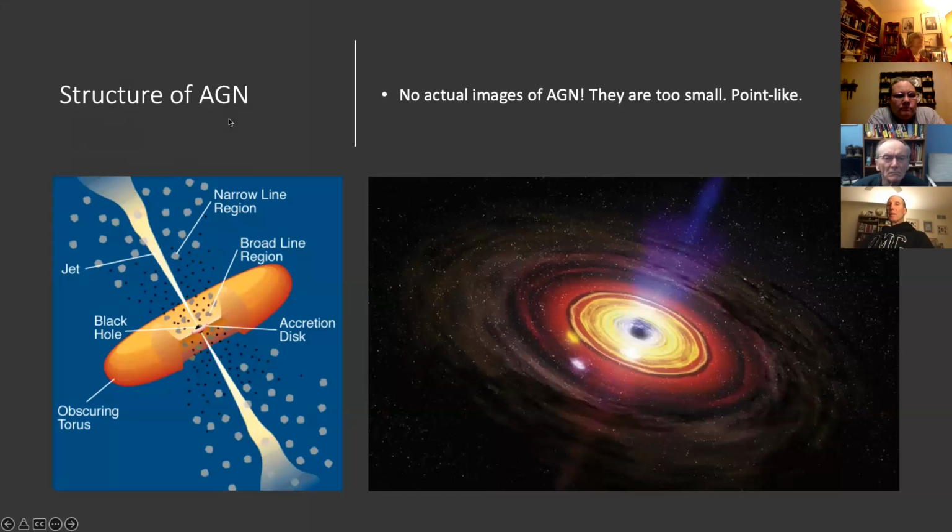So right here on the right, we see an actual image of an active galactic nucleus. Just kidding. There are no actual images of an active galactic nucleus. Even today, they are much too small. They're point-like. They still look like stars. Hence the name radio stars we talked about before. Here on the left, here is the basic structure of an AGN.